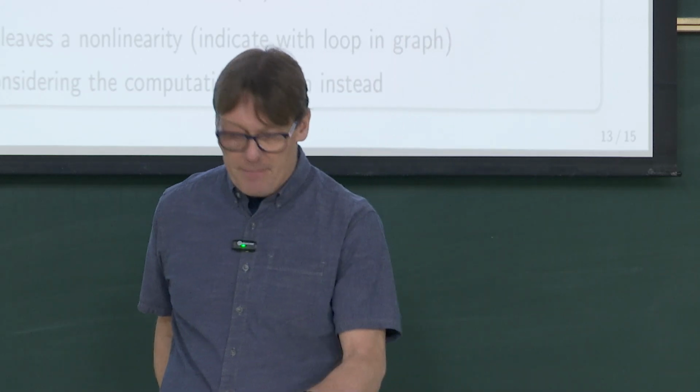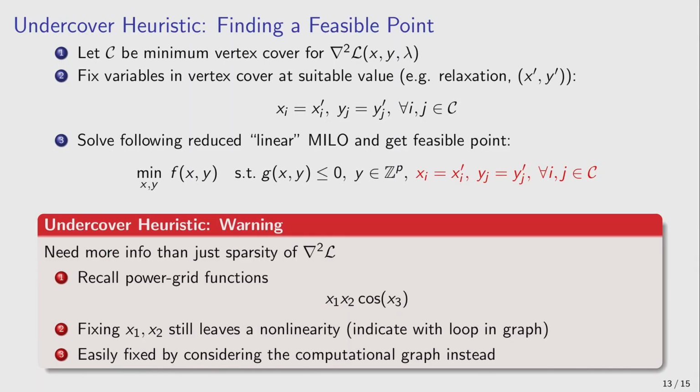And those were one of the power grid functions that I just lifted from there. But this is really fixed by, instead of looking at the Hessian, what you should be looking at is probably the computational graph and analyzing the computational graph. And that gives you more information about the functions, the type of functions that you can fix.